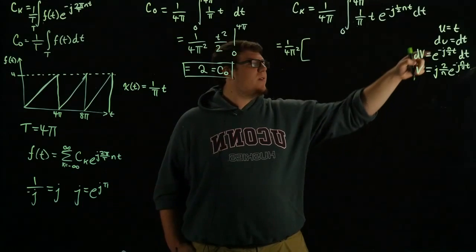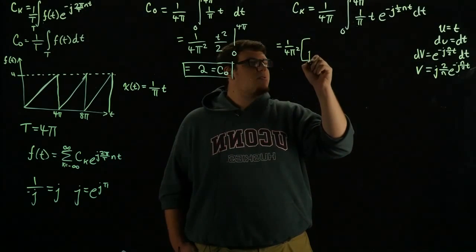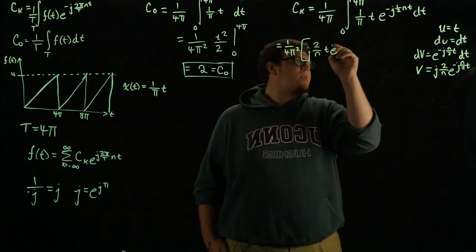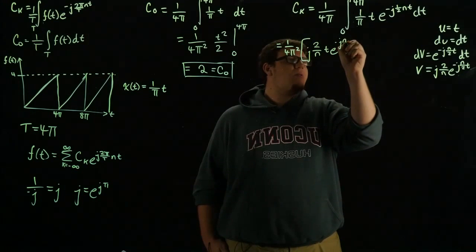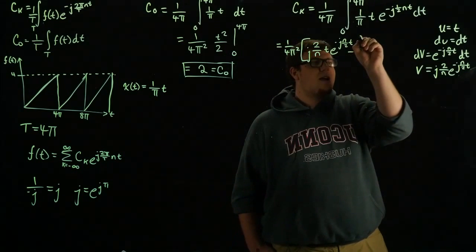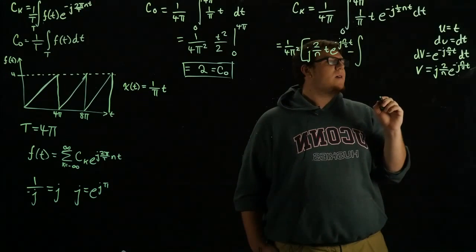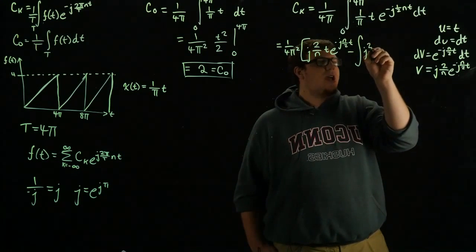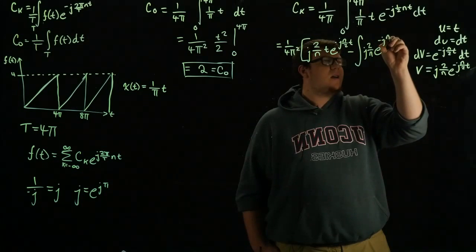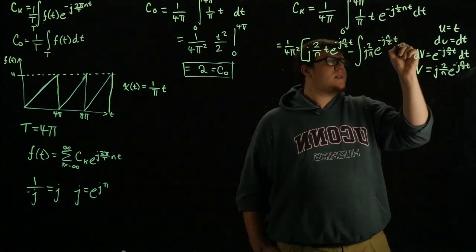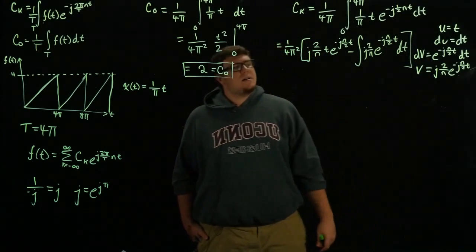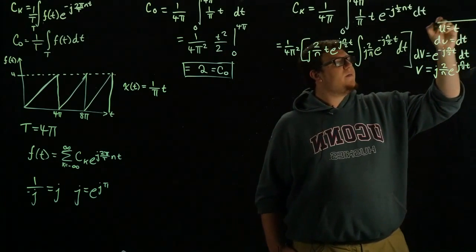The integral of uv, so this is j 2 over n t e to the minus j n over 2 t. And then we're going to have to subtract off the integral of v du. So that is j 2 over n, which is a constant with respect to t, e to the negative j n over 2 t dt, close brackets. So I'll box this off so that you don't get confused here.